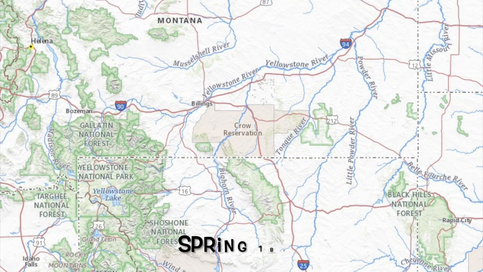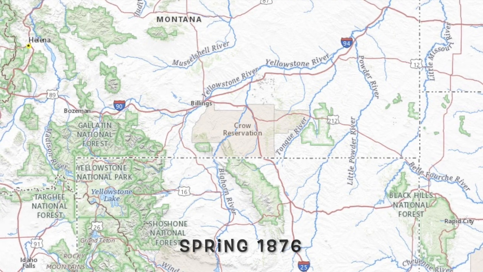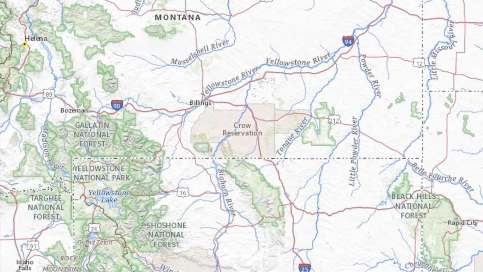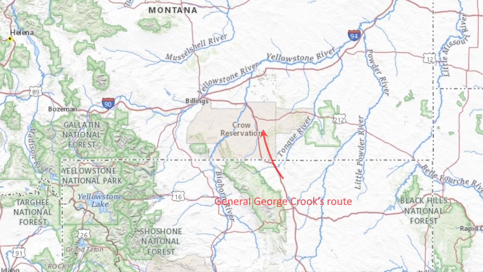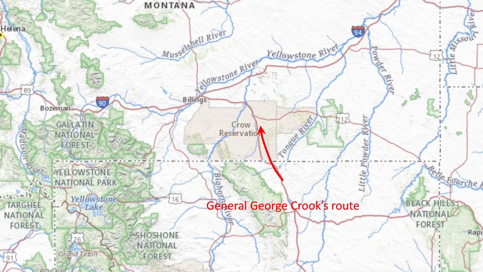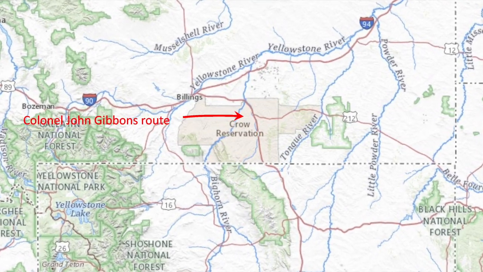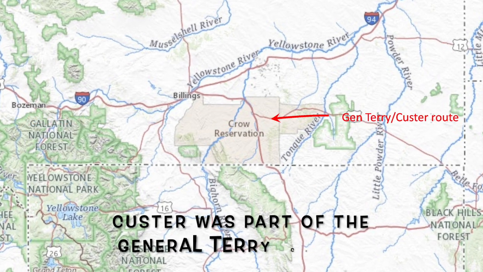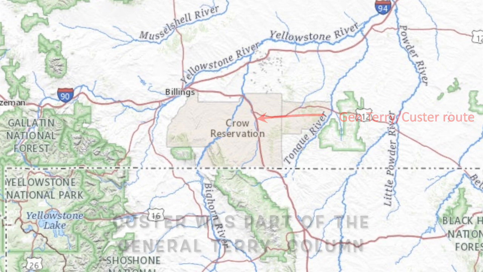In the spring of 1876, General Sheridan ordered his commanders to capture non-reservation compliant Indians and return them back to the reservations. A plan was formed. Three military columns were to converge from three directions to entrap the Indians. Each column would be strong enough to defeat the 500 to 800 warriors. This number of warriors was the estimate from the Indian Bureau, based on the number absent from the reservations.